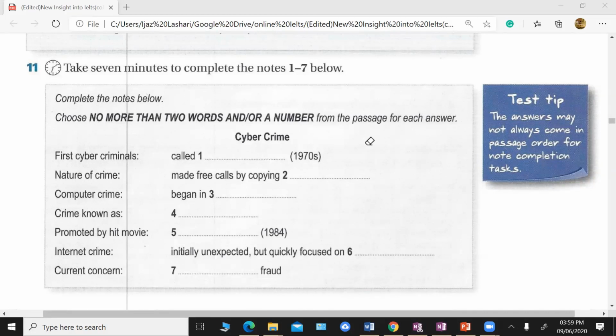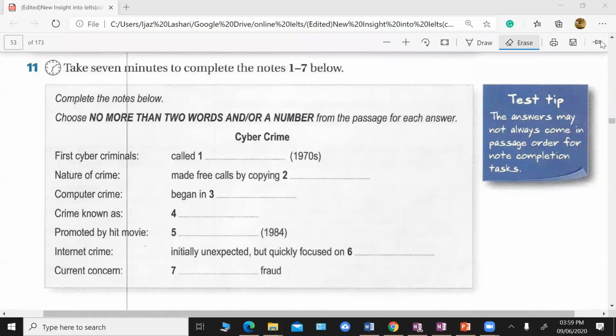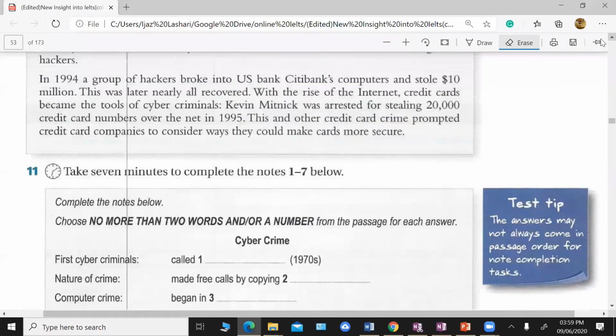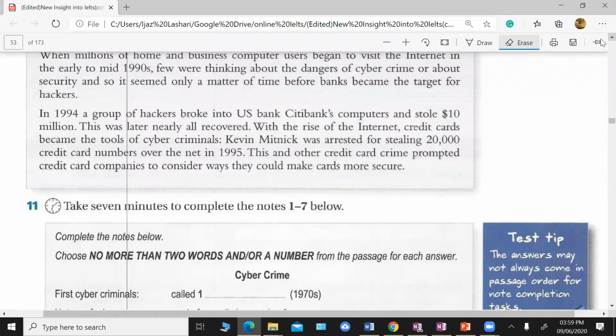Yes. And the current concern. What is the main concern now? Maybe you can go back to the passage and see. If you look at the last paragraph, maybe you will get the answer here.